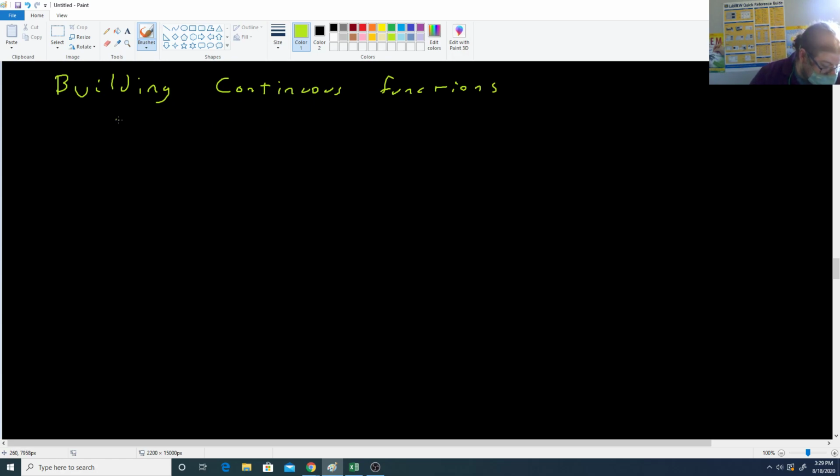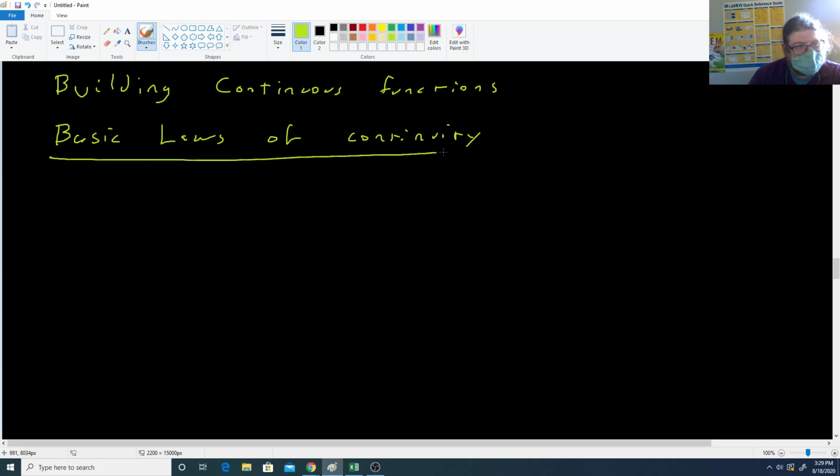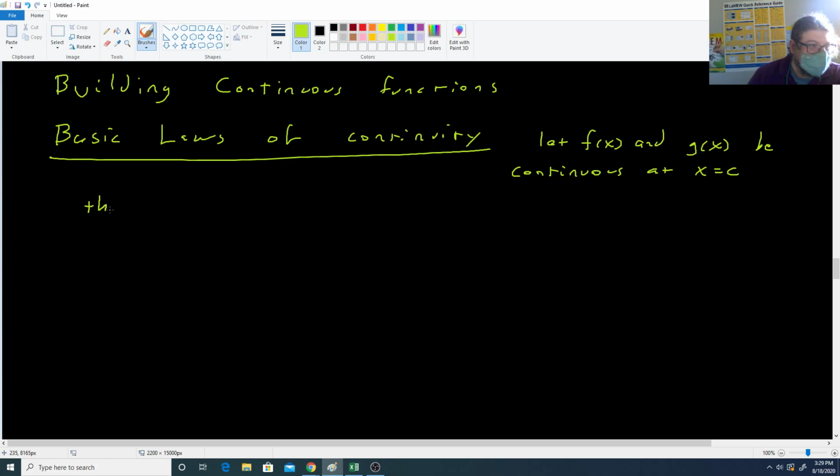So first thing that we get is basic laws of continuity. So we're going to assume f of x and g of x are continuous at x equals c. So let f of x and g of x be continuous at x equals c. Then if that happens, the following functions are also continuous at x equals c.